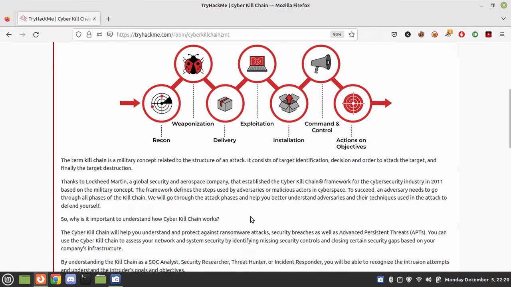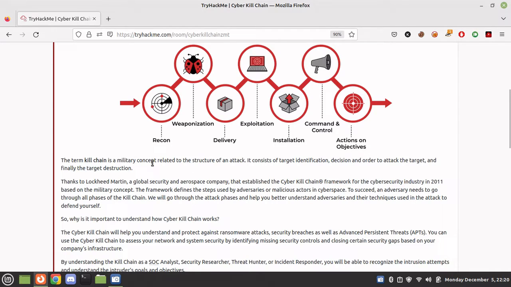Next we have installation. We install some module to escalate our privileges, like Mimikatz. Then we have command and control. We take command and control of the system from Meterpreter. The last step is actions on objective. Now what's our objective? We need the database, we need the data. So this is our action on objective.